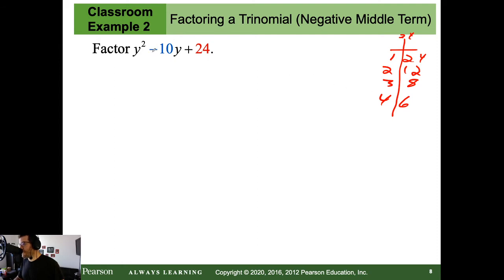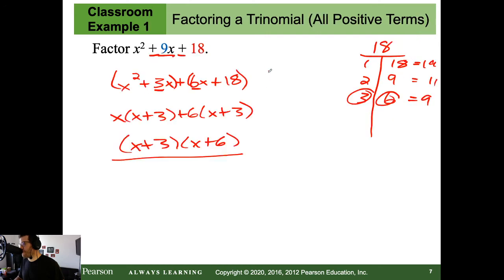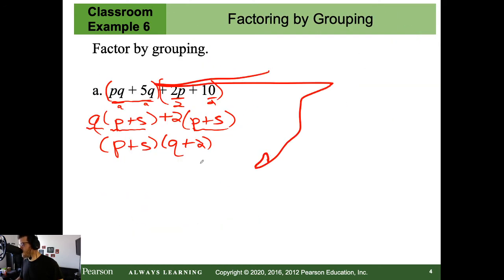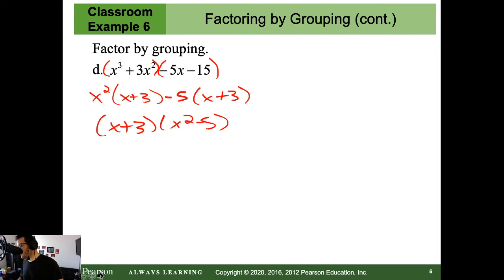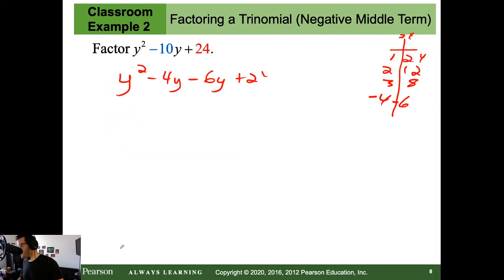If it's written like this, negative plus, you're going to need both of these to be negative. So when I do that, I get that. So, it's going to be y squared minus 4y minus 6y plus 24. Oh my goodness. Sorry about that, guys. Let's get back. No clue what happened there.